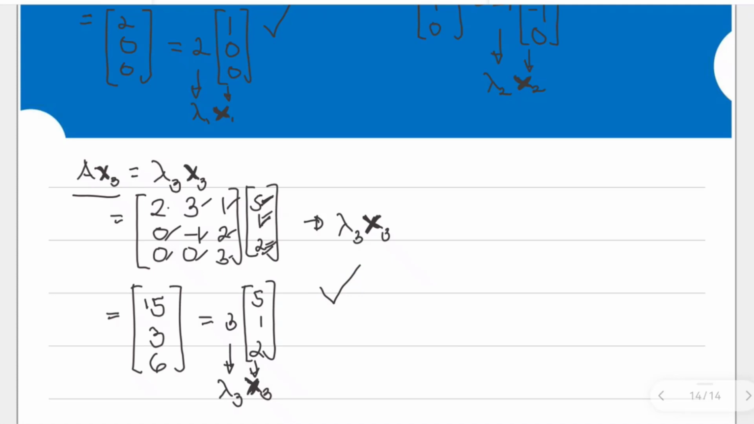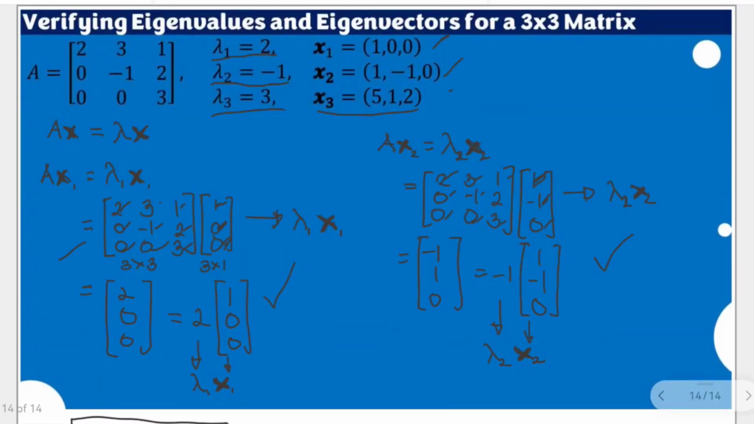So even if it's a 3 by 3 matrix, the same thing will follow. We need to satisfy this idea to show that the pair of lambda value and the vector are considered to be eigenvalues and eigenvectors of the given 3 by 3 matrix. So this is how we verify eigenvalues and eigenvectors for a 3 by 3 matrix. Thank you very much for watching.